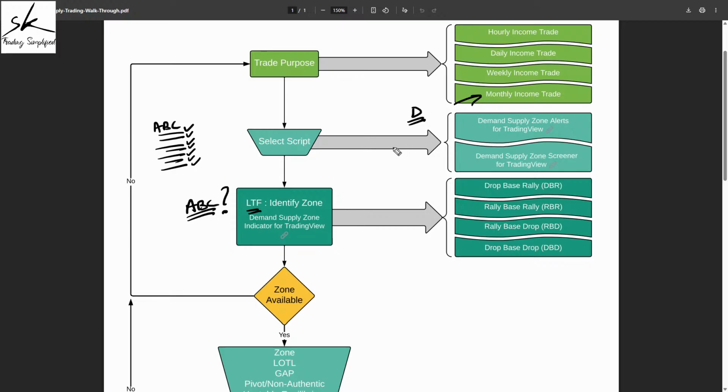So we'll go to the daily chart, and on the daily chart, we need to identify zone. And by zone, we mean any of these 4 structures. It can be a drop-based rally, rally-based rally, rally-based drop, or a drop-based drop.